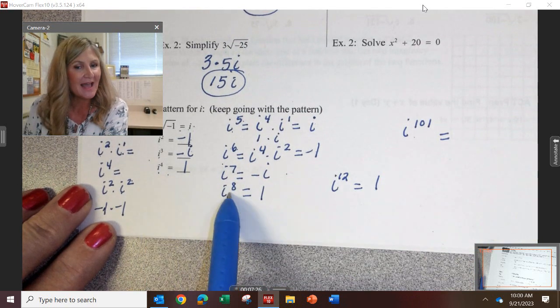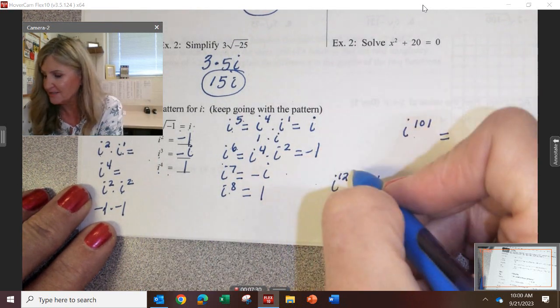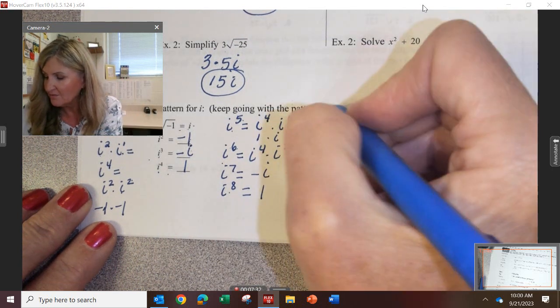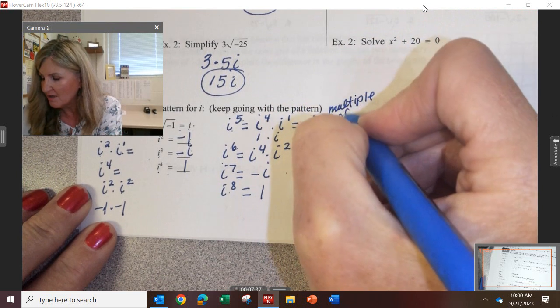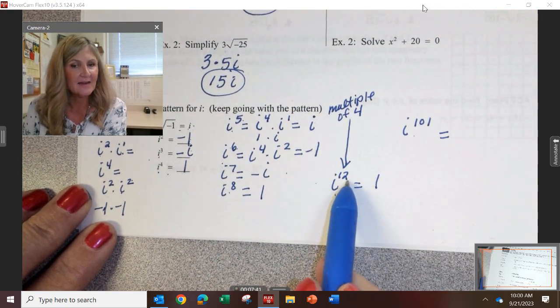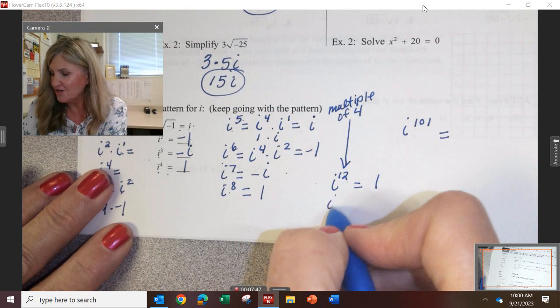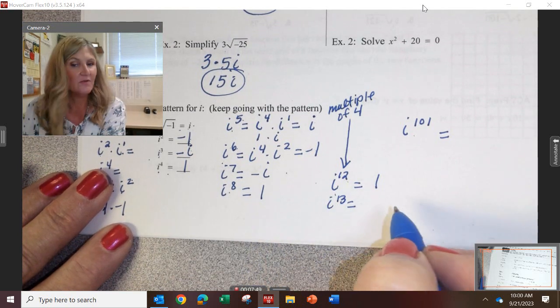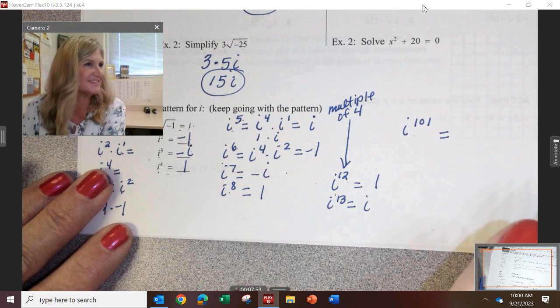So what's the pattern for getting a 1 when this number right here is what? Right, and we call that a multiple of 4. If that number is a multiple of 4, the answer is just 1. Now you should know i to the 13th. What's it going to be? i. Good job.